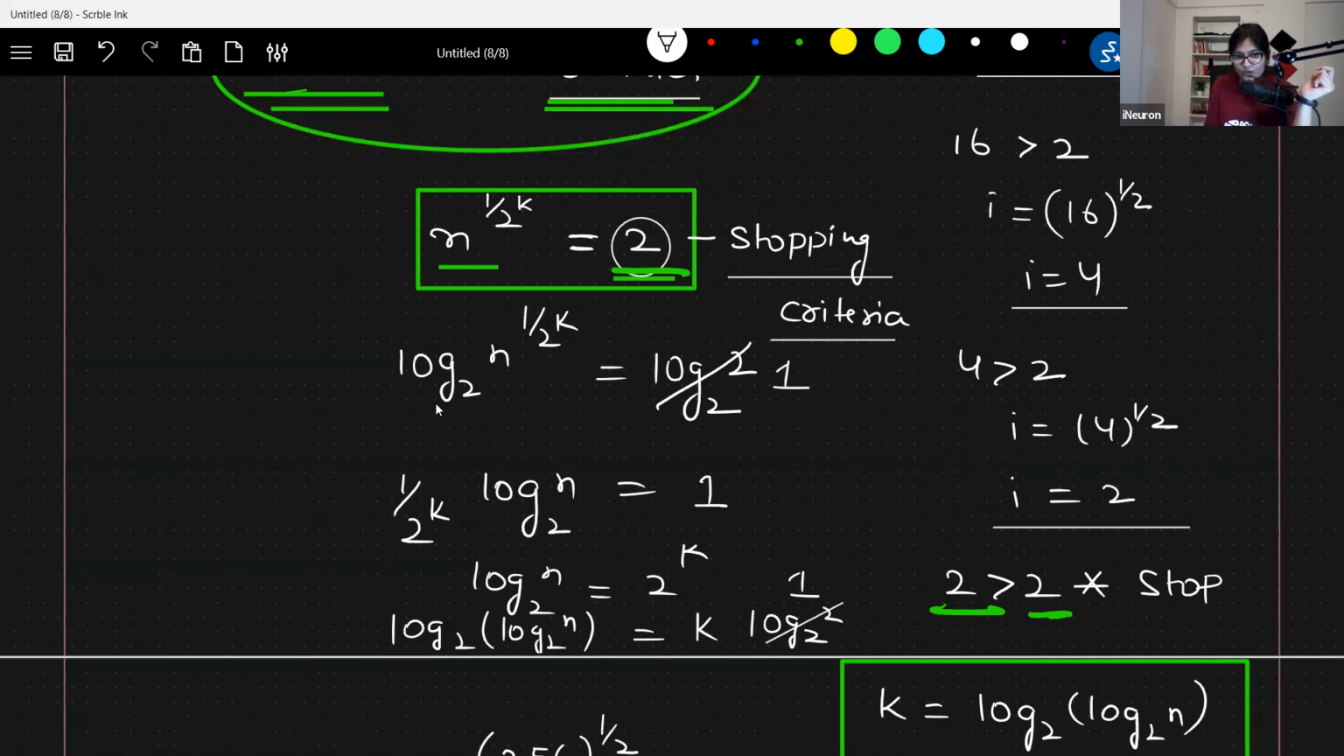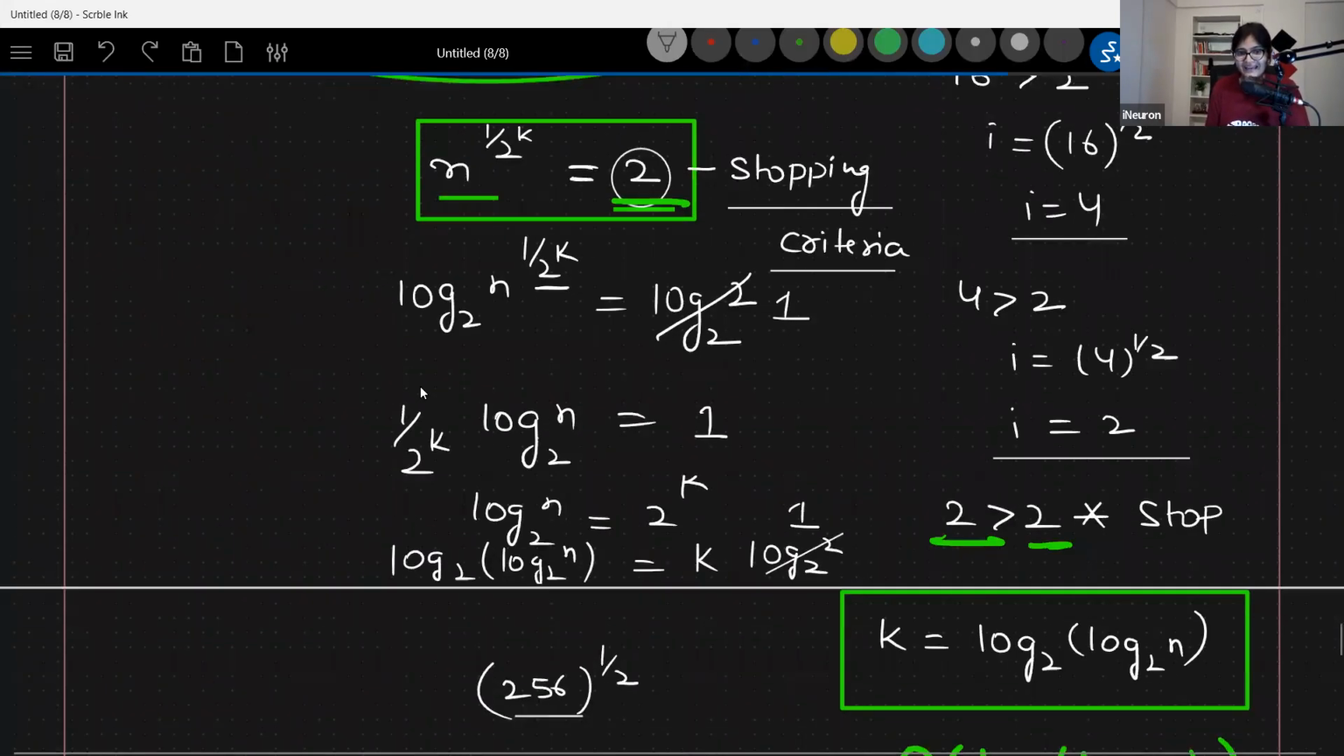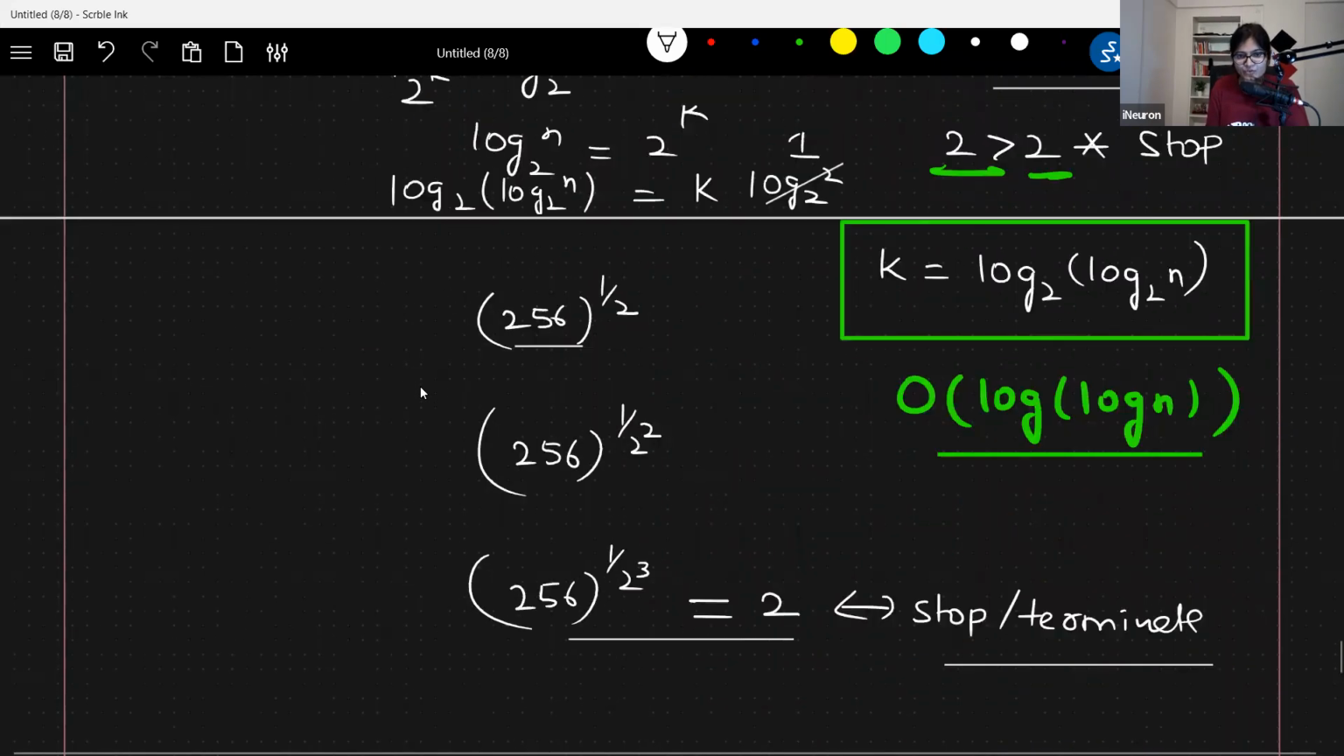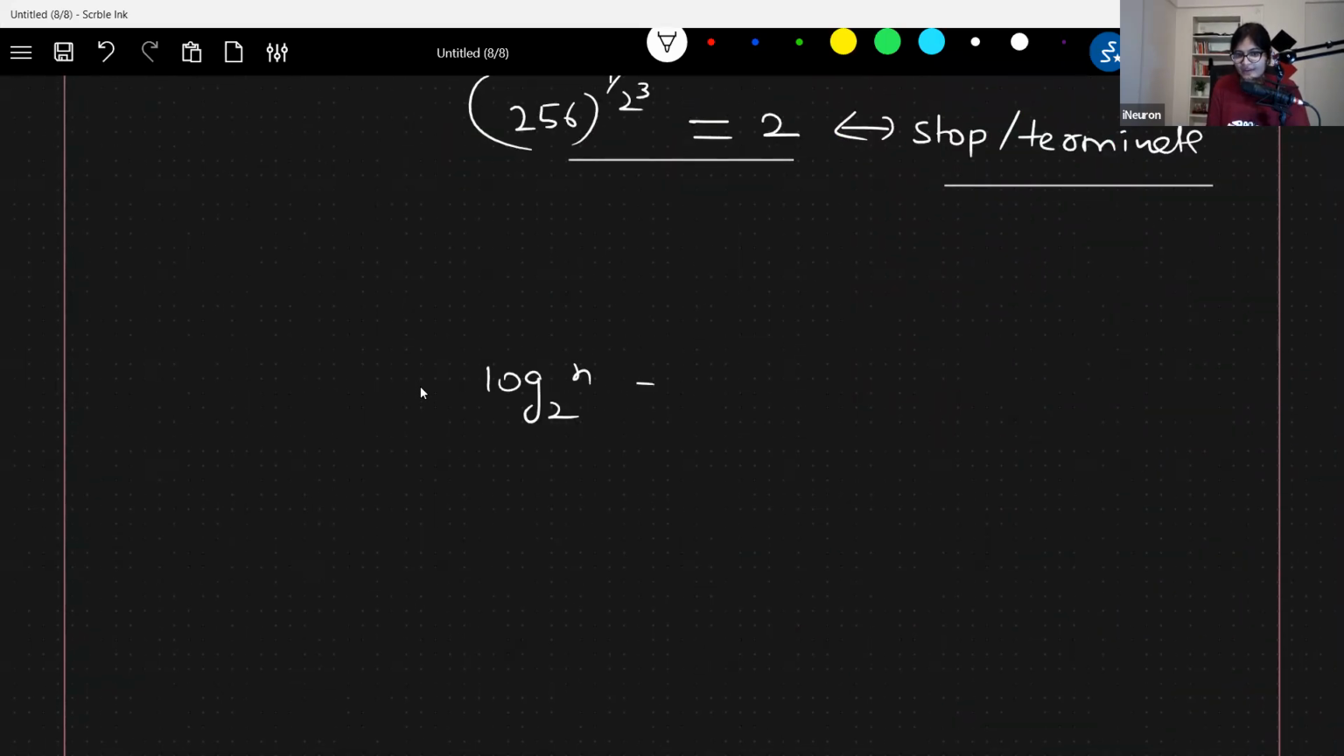And now we know that in the logarithmic property, the power term we can take upfront. So the power of 1 by 2 we take upfront. It will be log of n base 2 equals 1. Now this 2 to the power k, I can take to the right side. That's what I did. Log of n base 2 equals 2 to the power k.